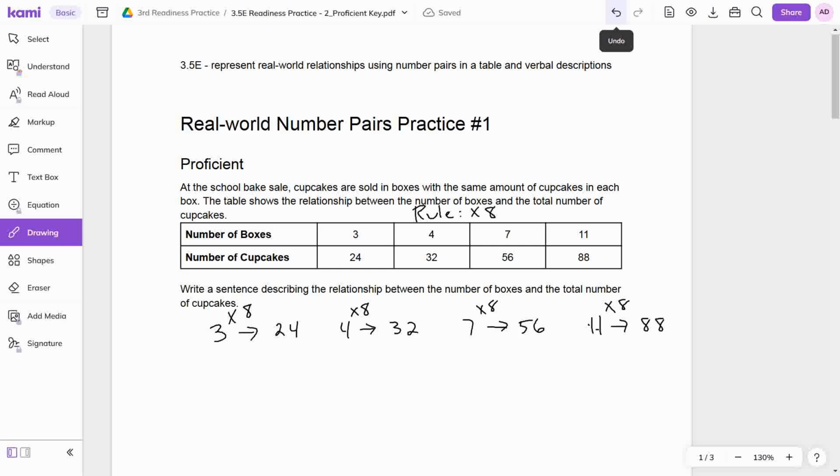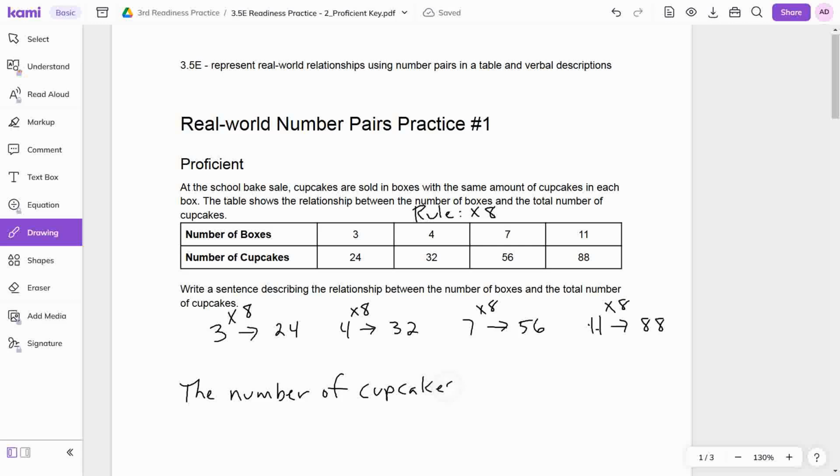And sometimes we need to just write or find the rule. But for this particular problem, we need to write a sentence. So how do we describe the relationship between the number of boxes and the total number of cupcakes? So we can say that the number of cupcakes, now there's a few different ways you can write this, but I'm going to do it from the cupcakes point of view.